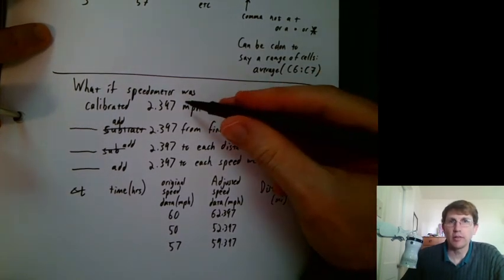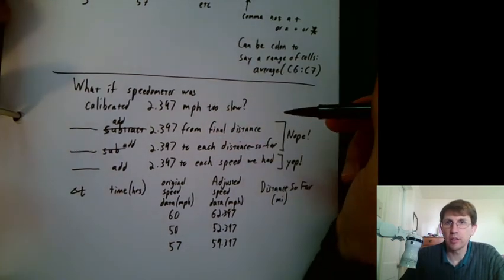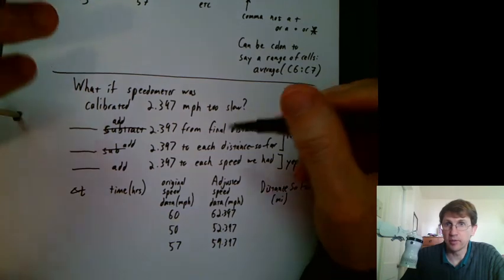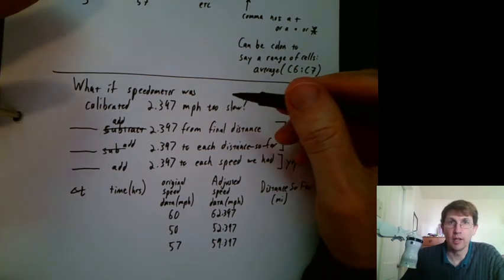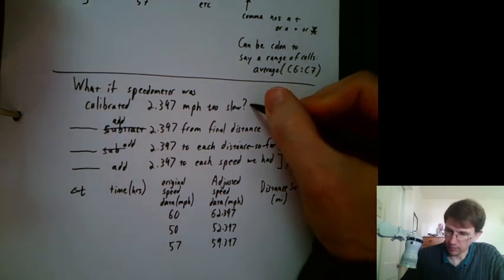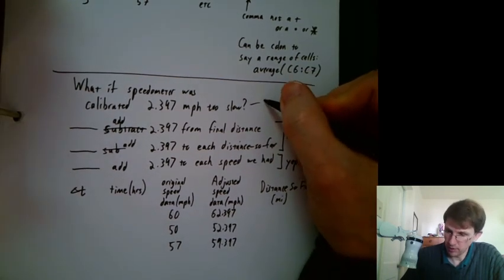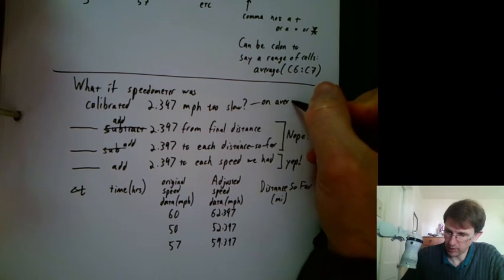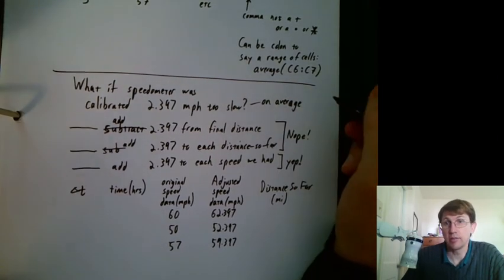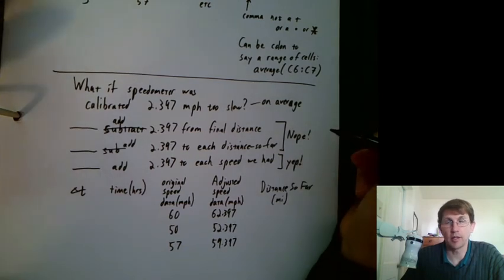So how would you find out how the speedometer was miscalibrated? Well, maybe you had a calibrated radar gun and you drive past it a few different times and say what was the speedometer reading, what was the radar gun reading. Those might not all be the same, but if you had a bunch of those values, you could take their average, and that would give you kind of the average miscalibration.